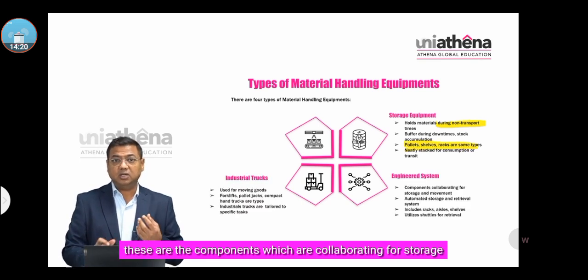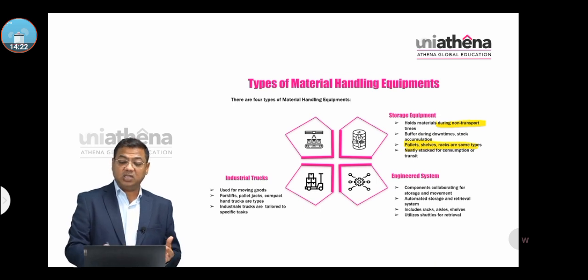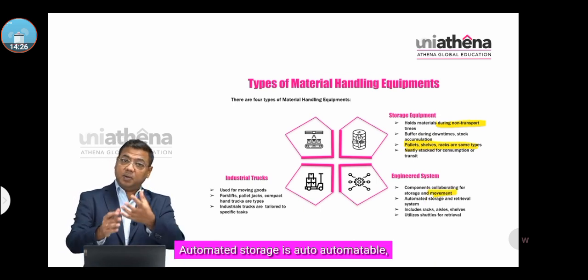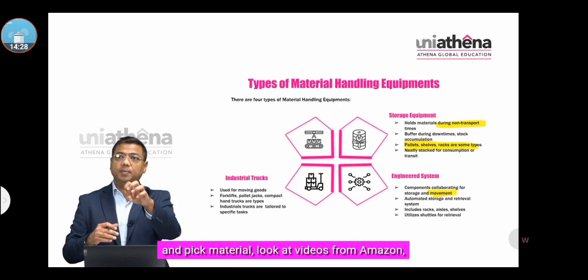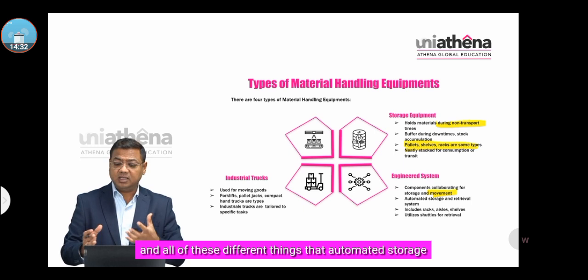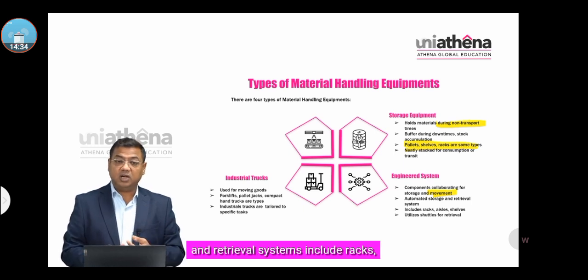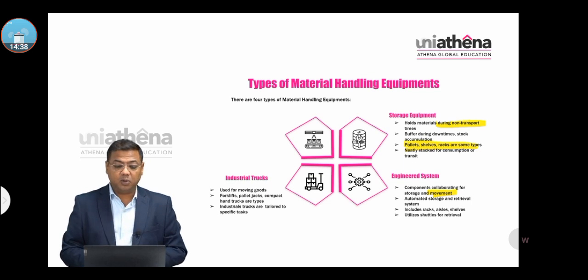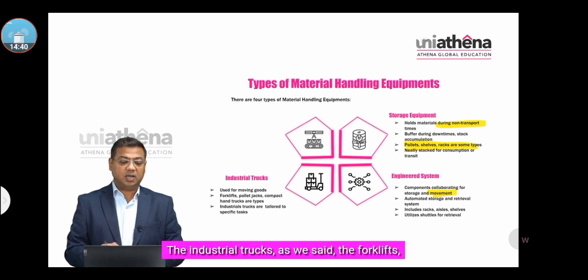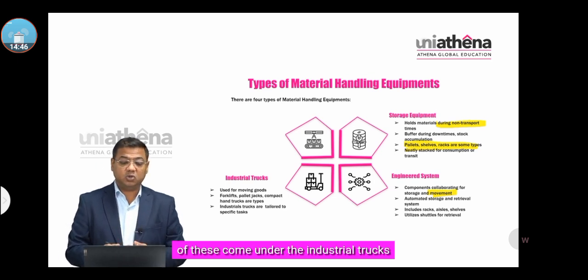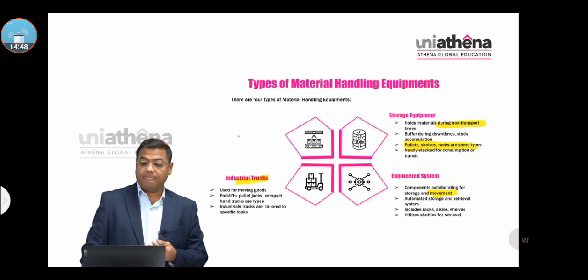The engineered systems are the components which collaborate for storage as well as for movement. Automated storage and retrieval systems go and pick material. Look at videos from Amazon, look at videos from Noon. Automated storage and retrieval systems include racks, aisles, shelves, and many more. The industrial trucks, as we said, the forklifts, the pallet jacks, the compact hand tools, hand trucks, all of these come under the industrial trucks.